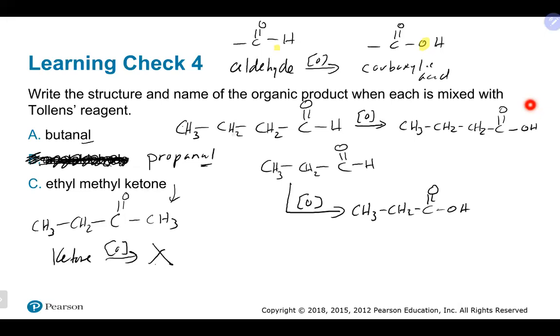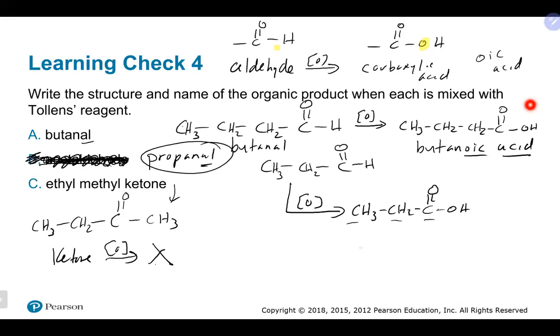So this one is called butanal. Carboxylic acids end in oic acid. So this guy over here, which would have four carbons, would be known as butanoic acid. Oic acid. Which means this guy down here, which has three carbons based off of propanal, would then become propanoic acid. There's the name.